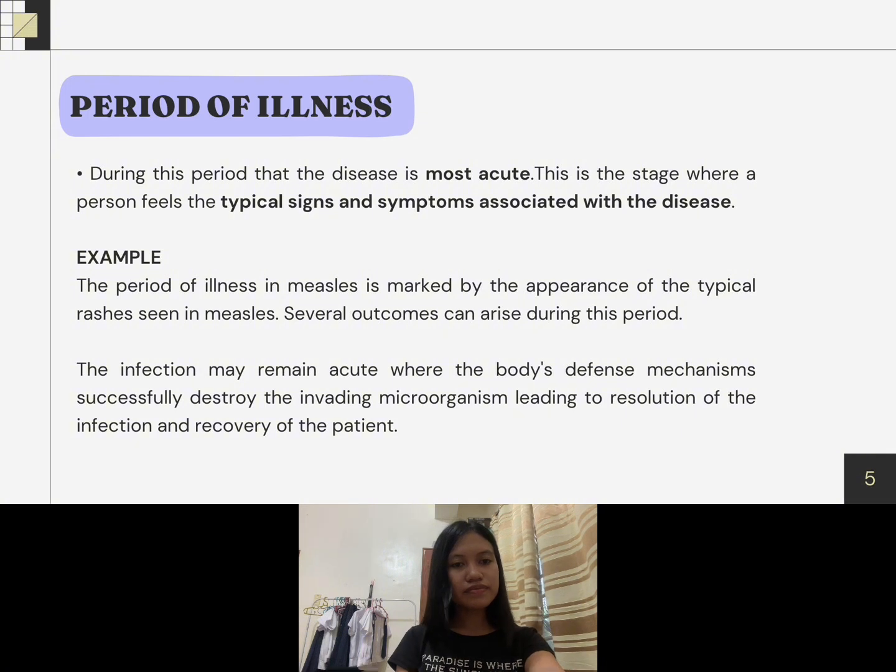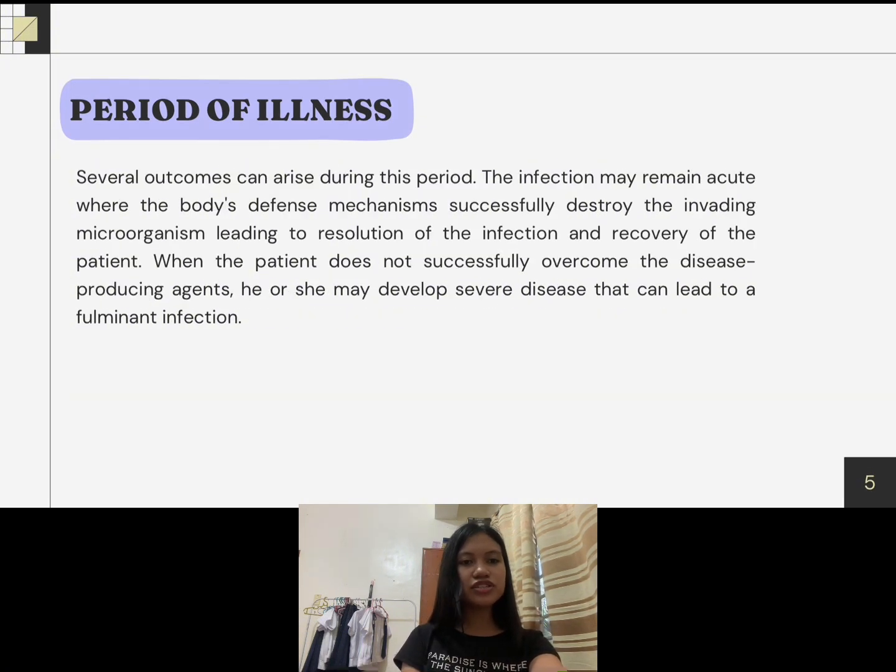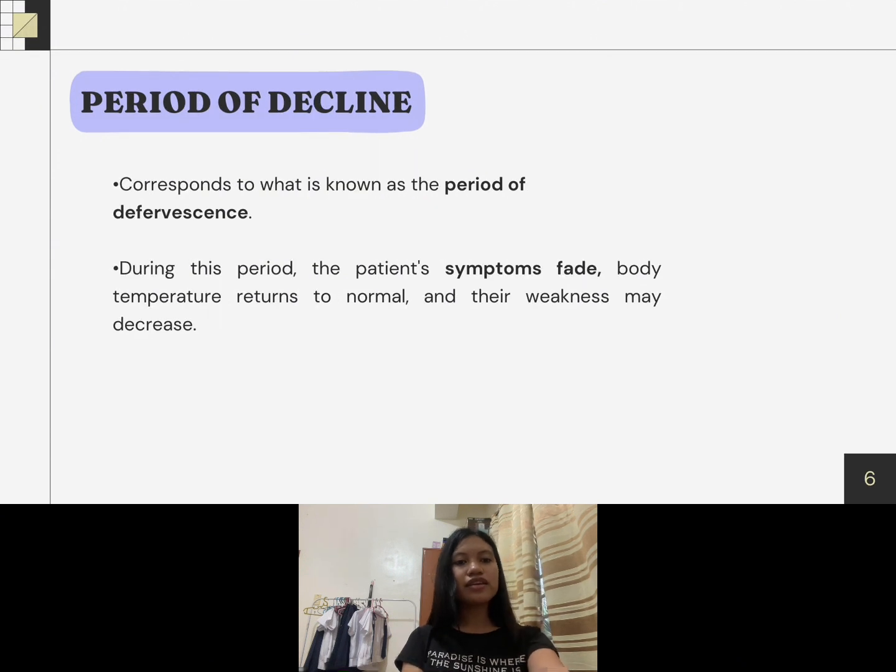Next is the fourth stage, the period of decline. Corresponds to what is known as period of defervescence. During this period, the patient's symptoms fade, body temperature returns to normal, and their weakness may decrease. So, yung period naman na to is ito na yung nag-fade na yung symptoms at parang bumabalik na siya sa normal na condition.